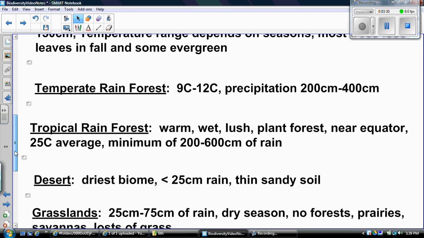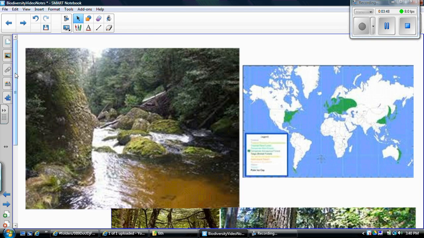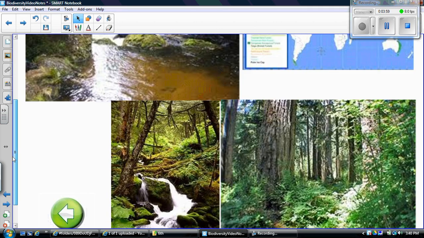Then we have the temperate rainforest. The temperature is anywhere from 9 degrees Celsius to 12 degrees Celsius. Precipitation is 200 centimeters to 400 centimeters, so a lot more rain than the deciduous forest. This is a temperate rainforest. And here's where this biome is located on Earth. Very marshy looking.